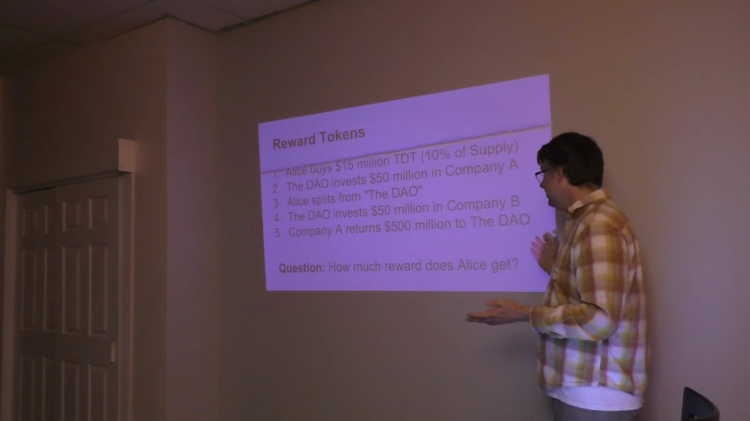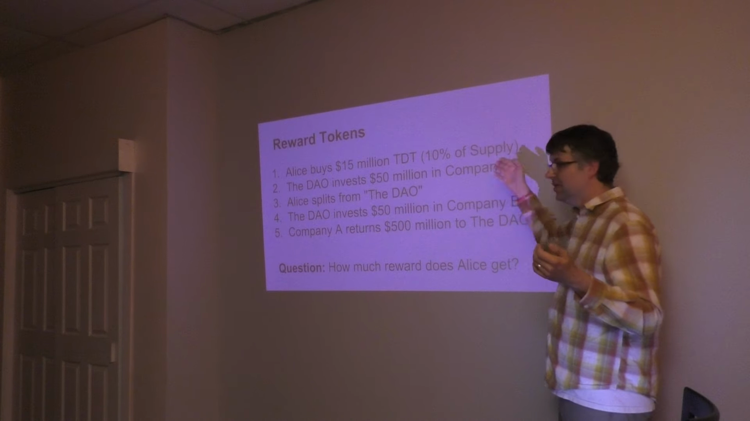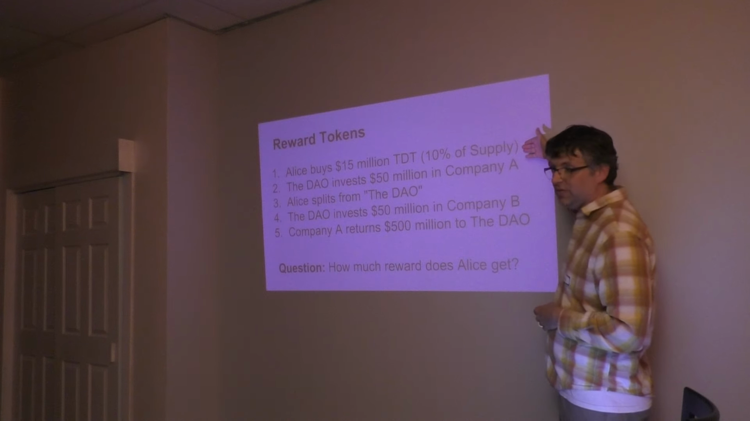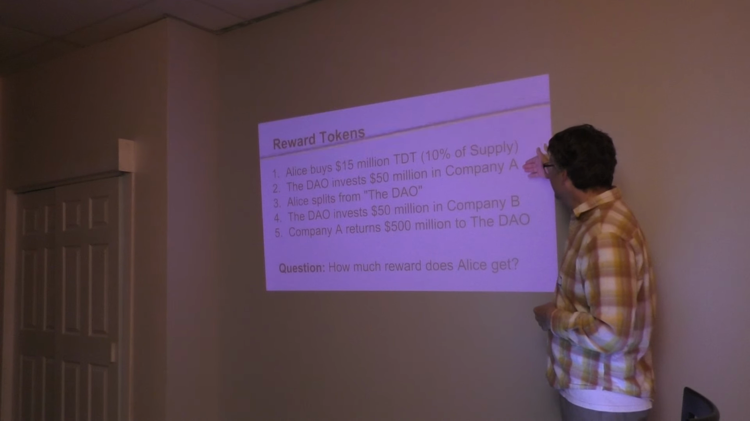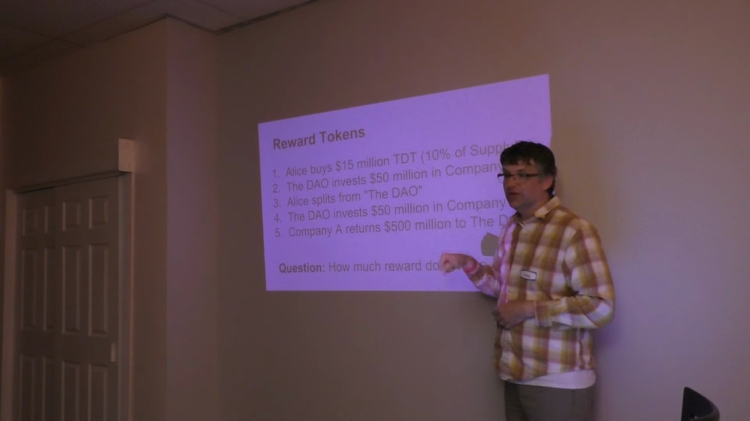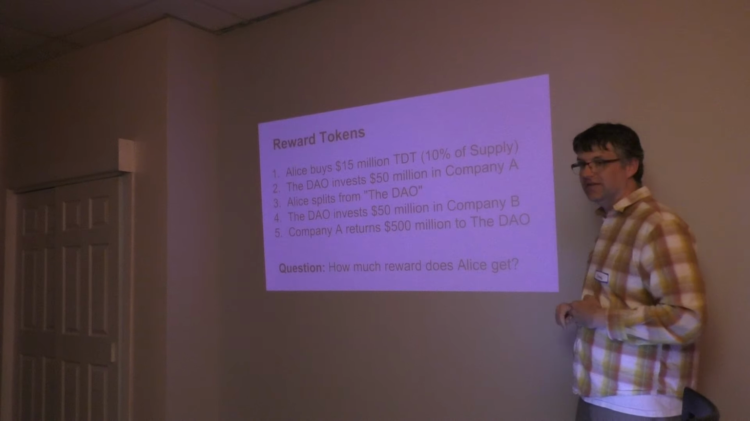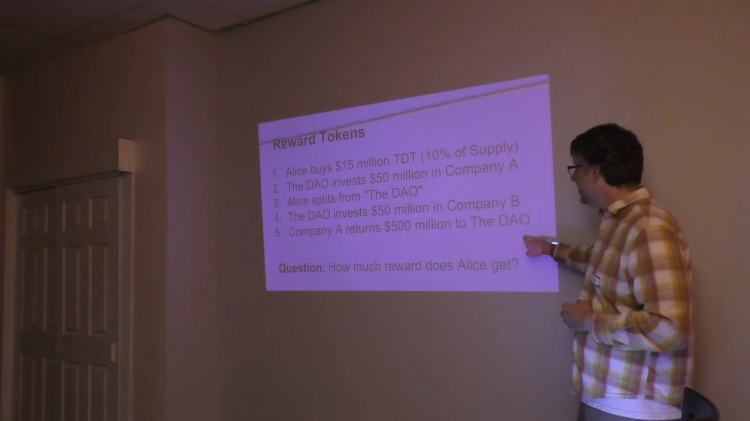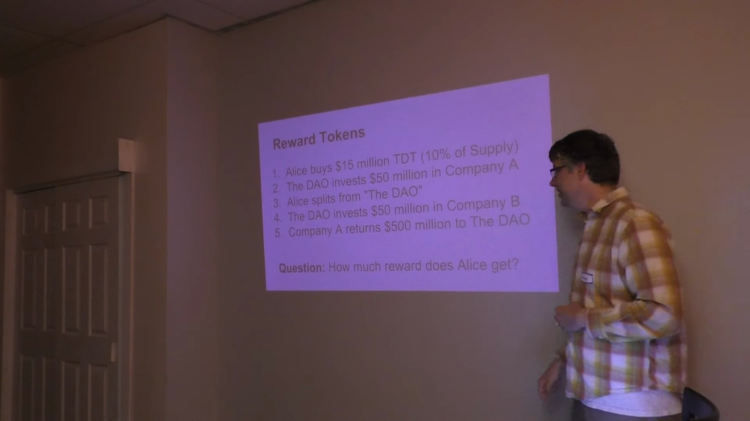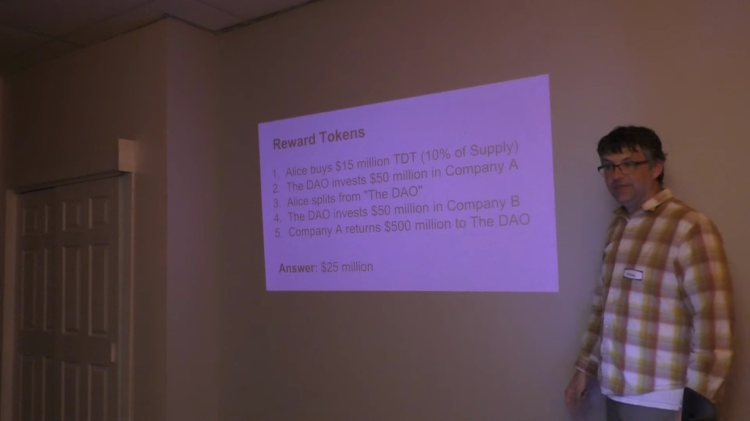So the question is, how much reward does Alice get for participating in this? If you think about it, she owns 10% of the supply. So you would think that with company A, if there's 50 million total, she contributed 5 million, or 10%, to company A. So then you would expect if company A makes $500 million, that she would make $50 million. However, the answer is she makes $25 million.